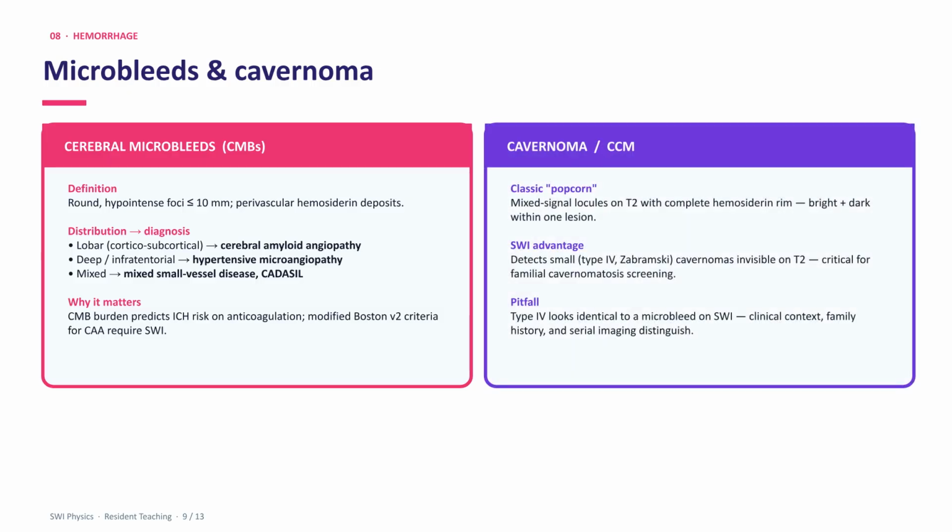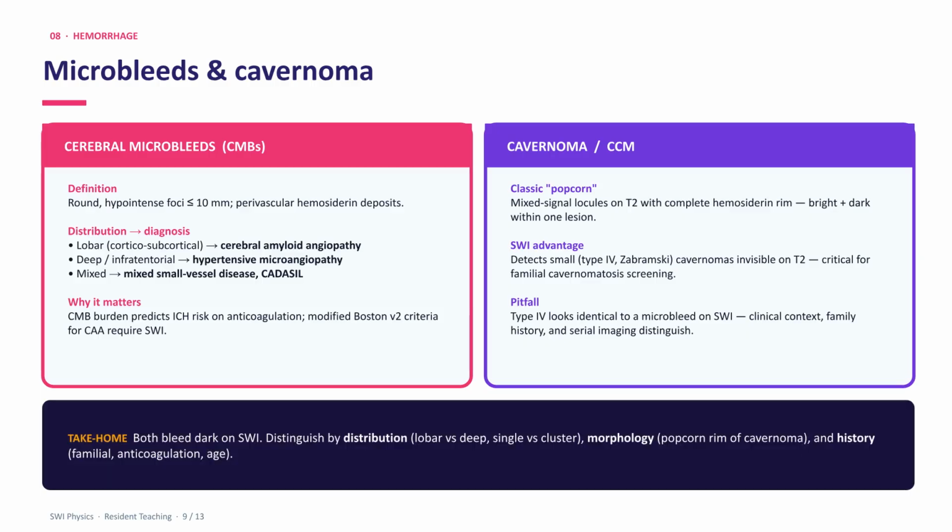Cavernomas, or CCMs, have a classic popcorn appearance with a hemosiderin rim. SWI is critical for detecting small cavernomas. The take-home is to distinguish between these based on distribution, morphology, and patient history.